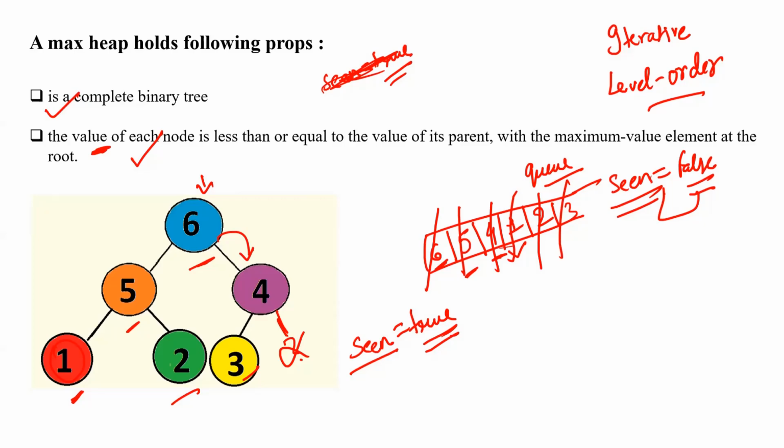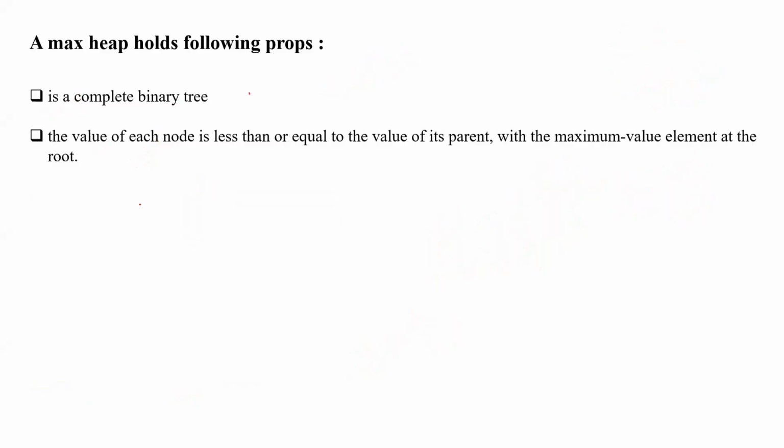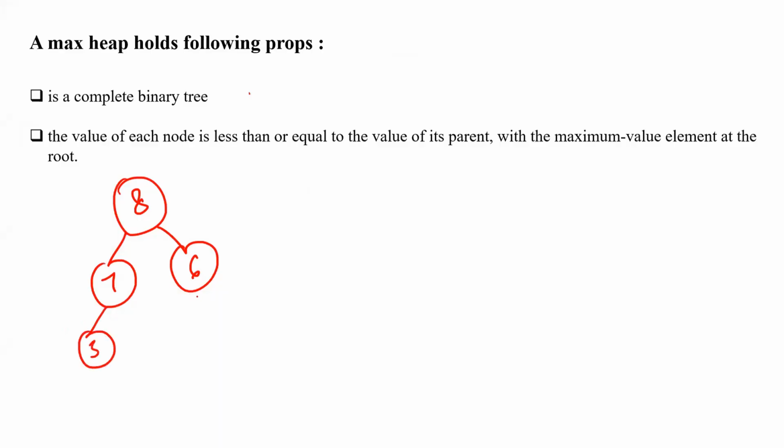Let's take one more example where the tree is not a max heap, and let's understand in that case how it is going to work. Let's suppose this is the tree that we do have: 8, 7, 6, 5, 4. Is it a complete binary tree? No, right? It is not a complete binary tree. So it should not be a max heap.